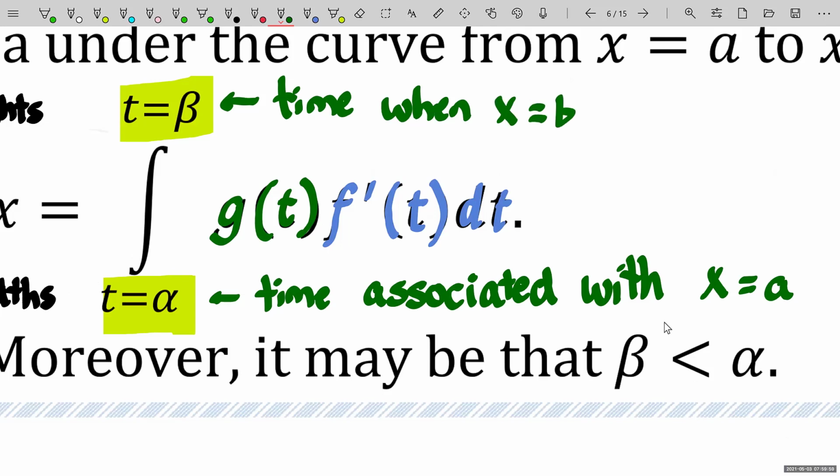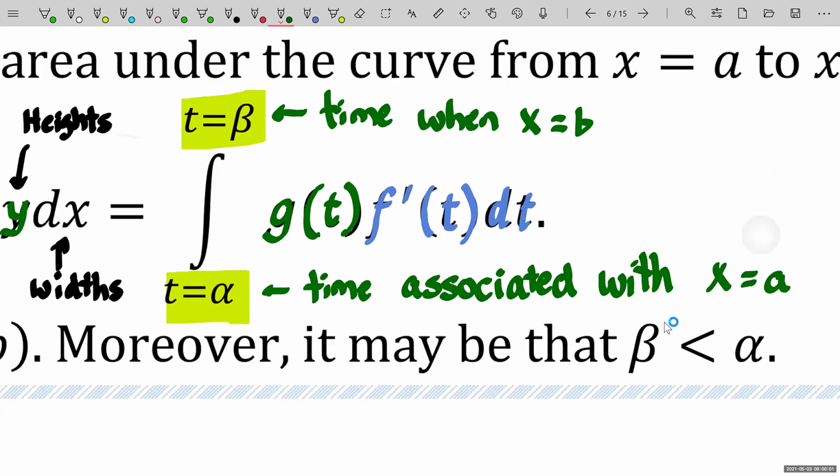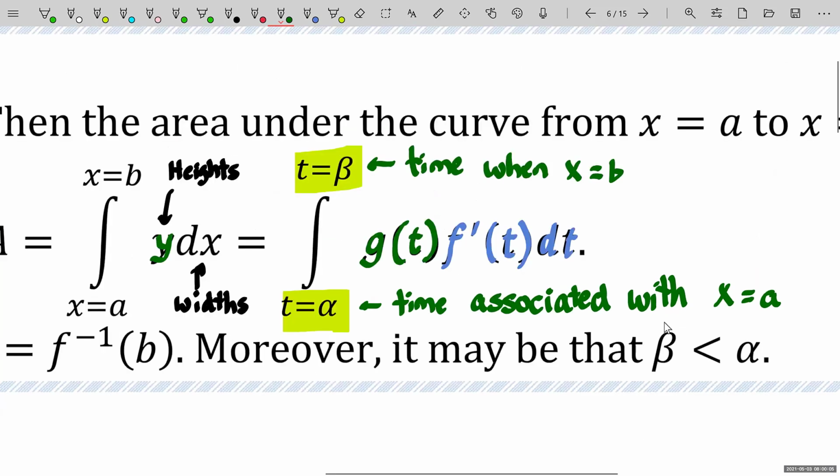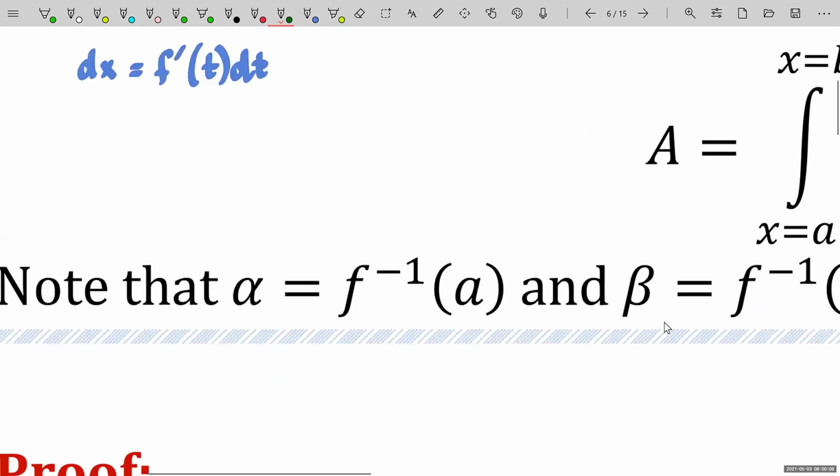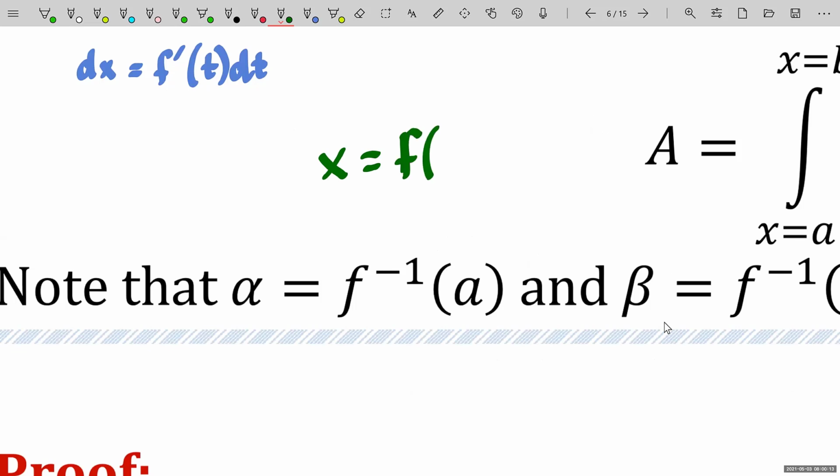What's going to be weird for you when you do these problems is that, well, you should know that if x is equal to f of t, and somebody said, oh, by the way, x is equal to a, then t is f inverse of a.